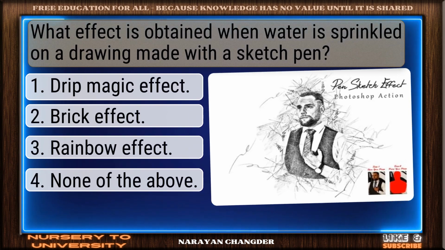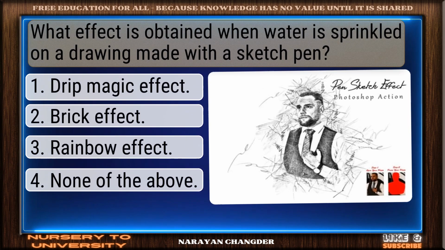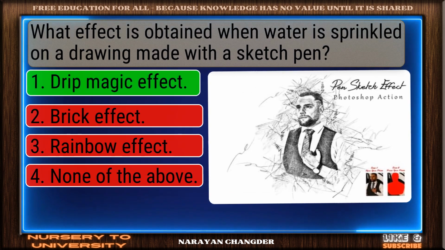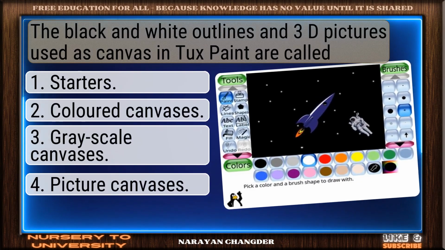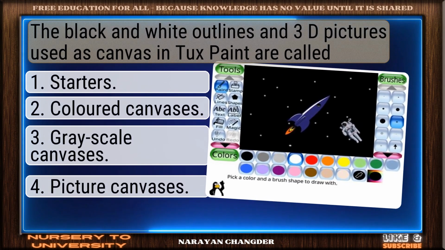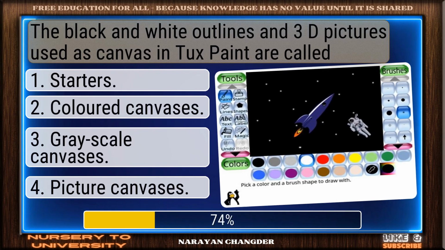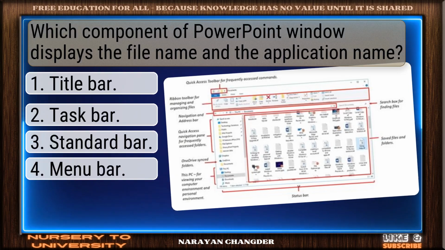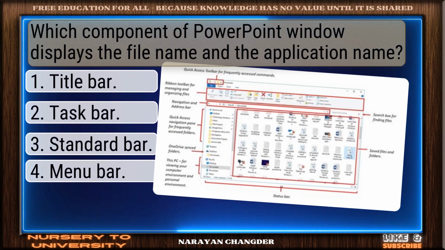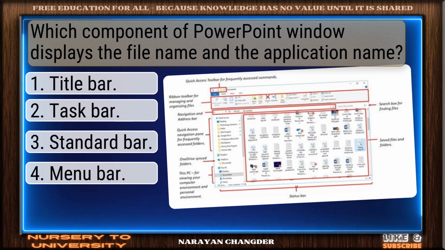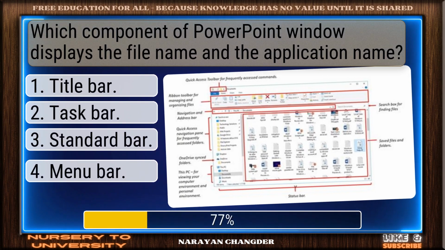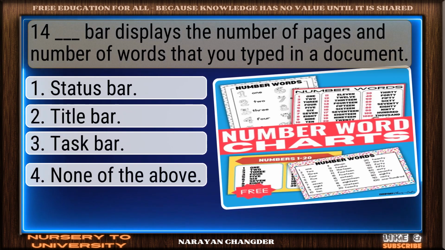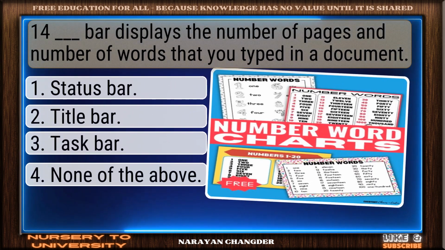What effect is obtained when water is sprinkled on a drawing made with a sketch pen? Valid point. Drip magic effect is true. The black and white outlines and 3D pictures used as canvas in Tux Paint are called. Smart move. Starters is the accurate answer. Which component of the PowerPoint window displays the file name and the application name? Great thinking. Title bar is right. The Status bar displays the number of pages and number of words that you typed in a document.